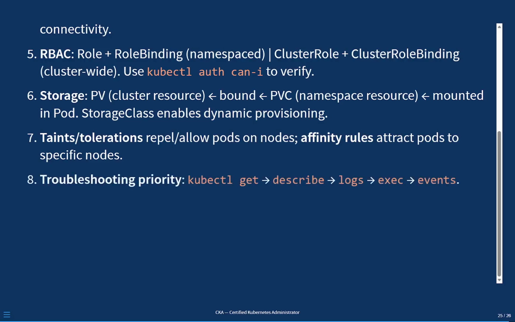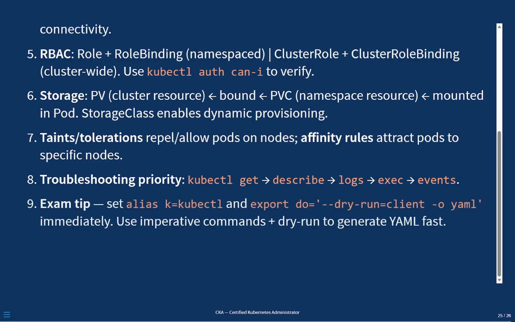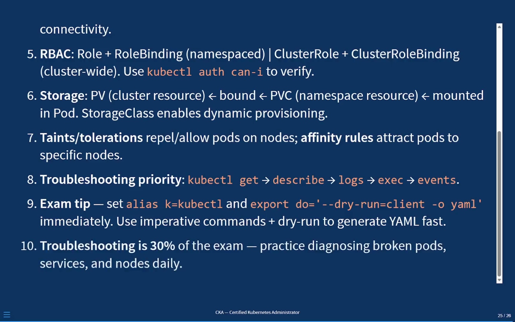8. Troubleshooting workflow. kubectl get to spot the problem, describe for events, logs for application output, exec to get inside, events for cluster-wide timeline. 9. Set your exam aliases immediately. Alias k equals kubectl and export do equals dry-run equals client -o yaml. Use imperative commands with dry run to generate YAML at speed. 10. Troubleshooting is 30% of the exam. Drill it the most.